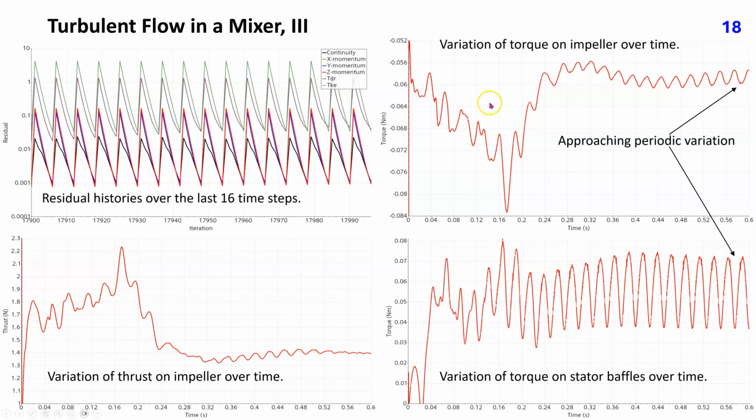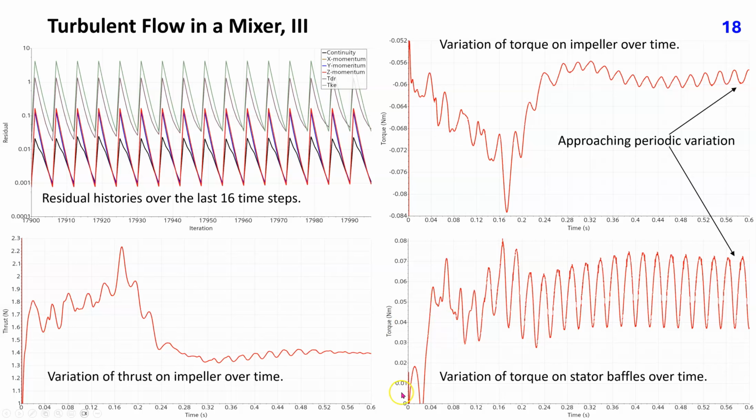These two plots show variation of torque and thrust on impeller over time. After circa 0.5 seconds, corresponding to 5 impeller rotations, a nearly periodic variation of torque is obtained, while the thrust becomes nearly constant. Because the impeller has 4 blades, and there are also 4 baffles on the casing, we see 4 periods of torque oscillation per impeller rotation.